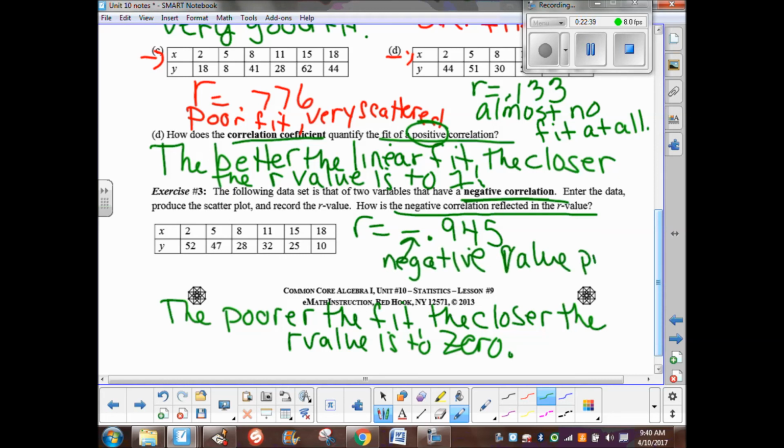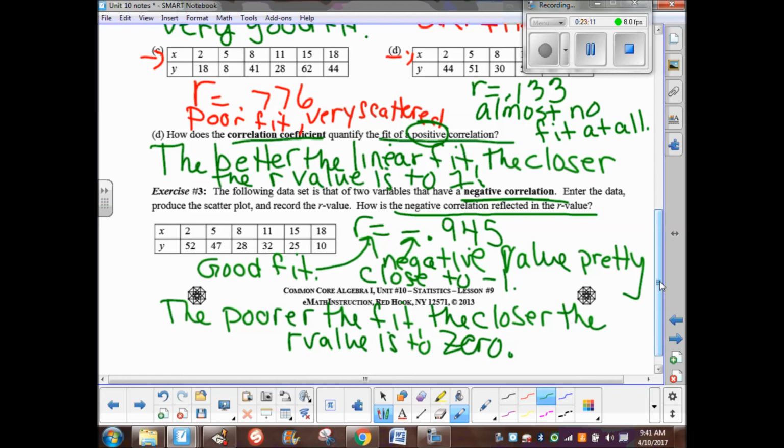Pretty close to -1, right? So we'd say it's a pretty good fit. Okay, it's a good fit. It's not perfect. If it were -0.999, that would be pretty darn close to perfect. All right. Let's go ahead and flip to the next page.